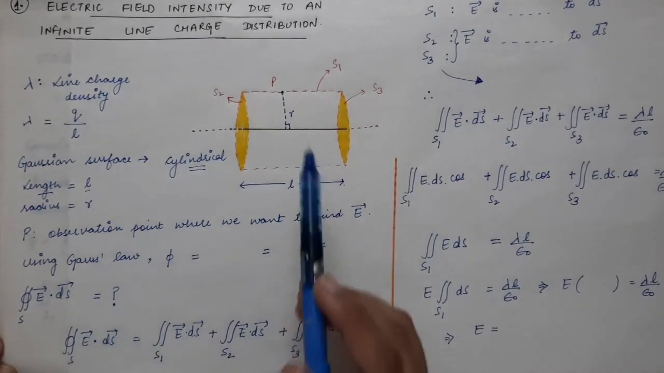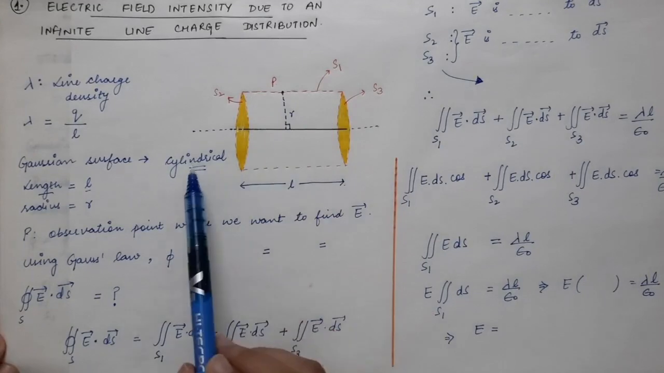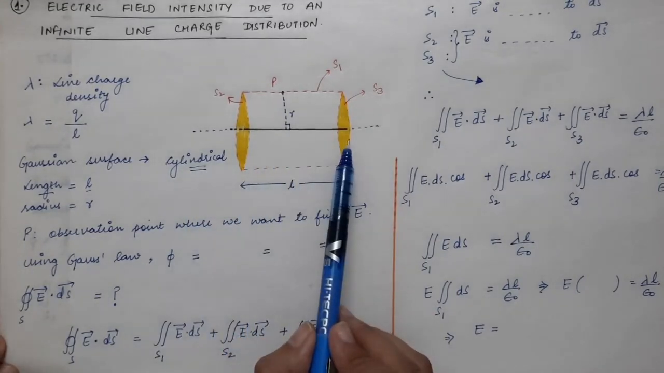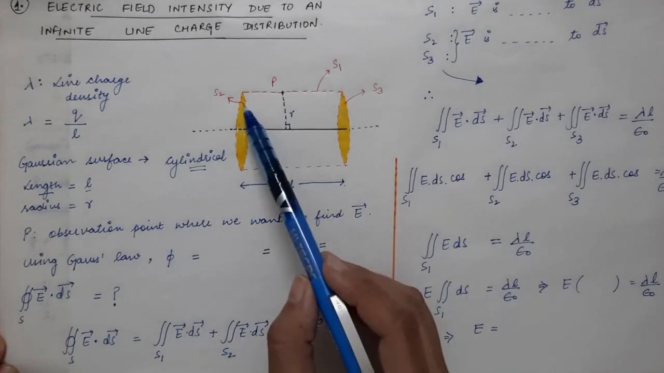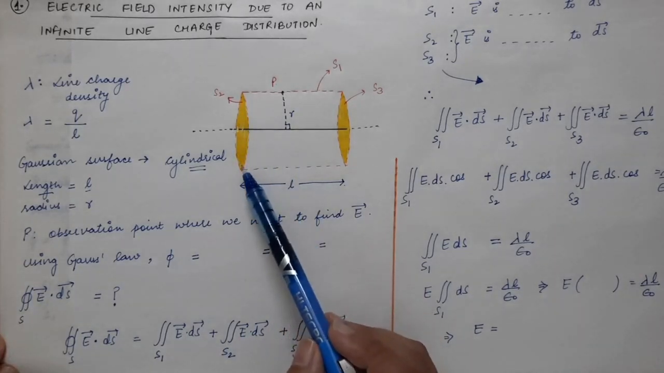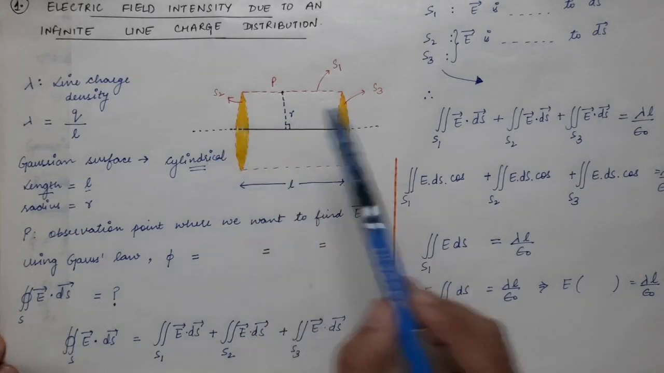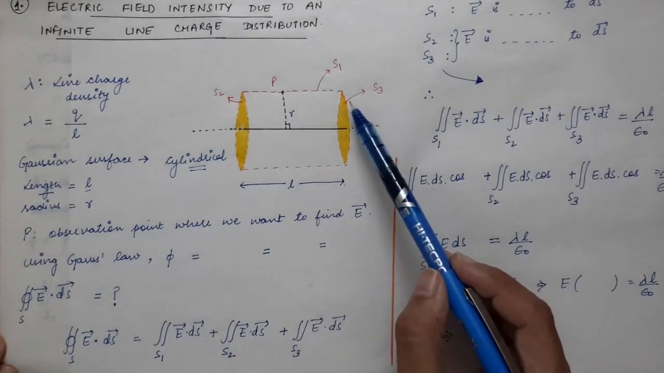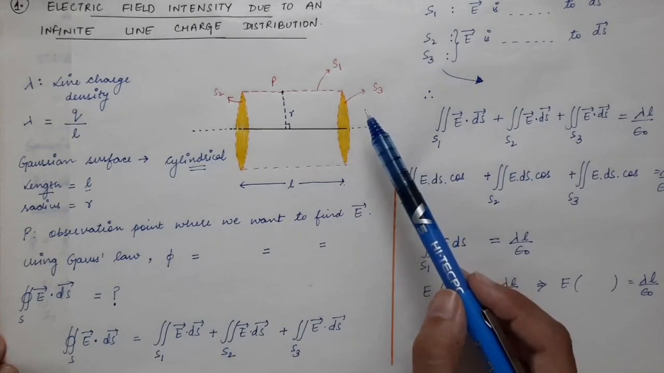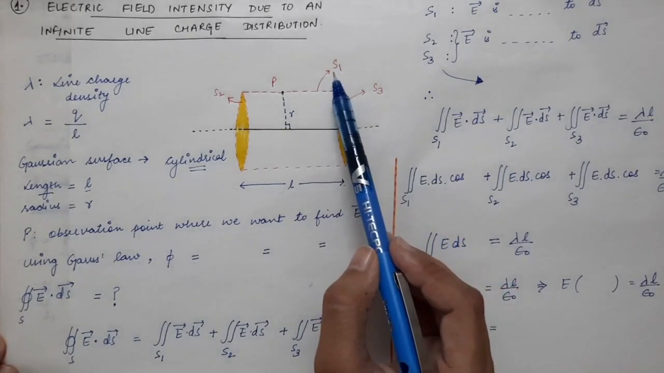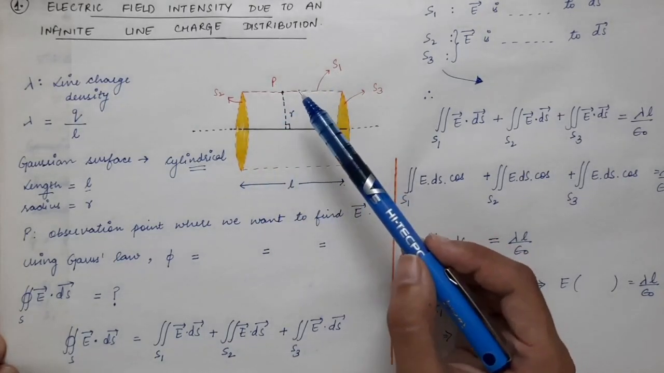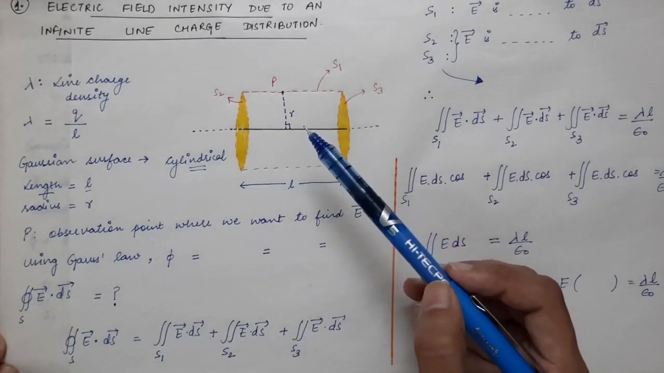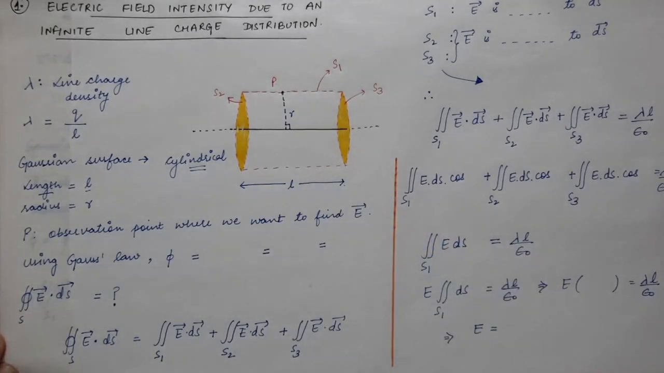Now using Gauss law, this Gaussian surface is cylindrical, and you can clearly see that it is a closed surface. This cylinder will have a surface on the left hand side which will be a circular surface, and on the right hand side the S3 surface, which will also be a circular surface, as well as the surface S1, which is the curved surface, or you can say the curved portion of the cylinder.